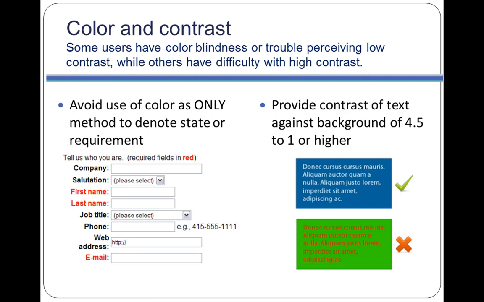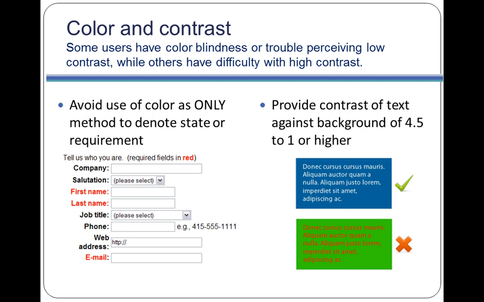Color and contrast is one that I think people don't pay enough attention to. The fact is, some users have color blindness. There is also low vision. My mother has macular degeneration. She has a lot of trouble seeing things that don't have high contrast. And color blindness is more prevalent than many people know. I bet there are people on this call, several, who have color blindness. 1 in 8 men in the United States has color blindness.